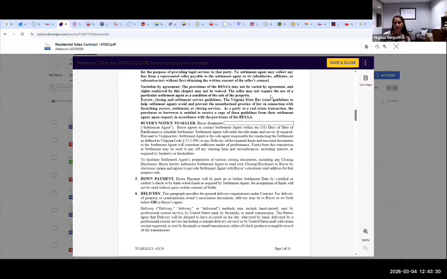Pursuant to the Virginia law, settlement agent is the sole agent responsible for conducting the settlement as defined in the Virginia Code. Delivery of the required funds and executed documents to the settlement agent will constitute sufficient tender of performance. Funds from this transaction at settlement may be used to pay off any existing liens and encumbrances, including interest as required by lender or lien holders, right?